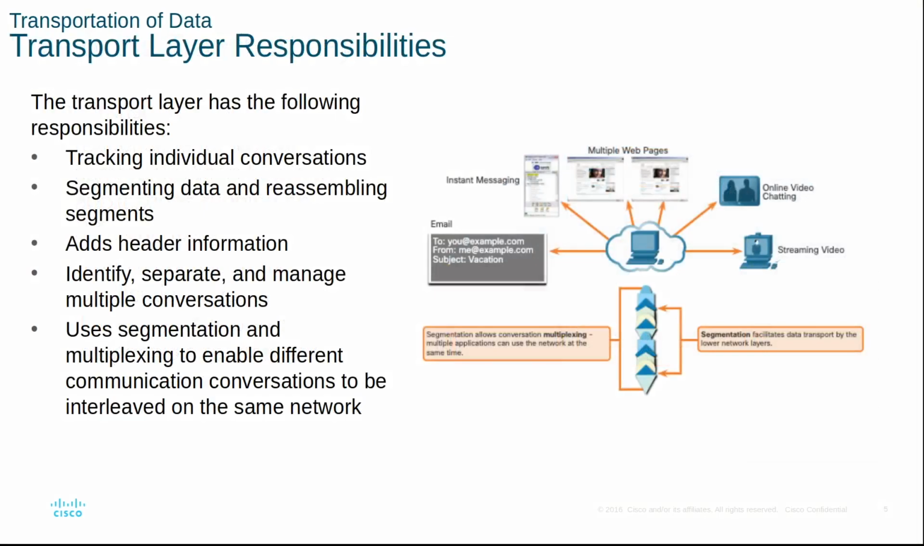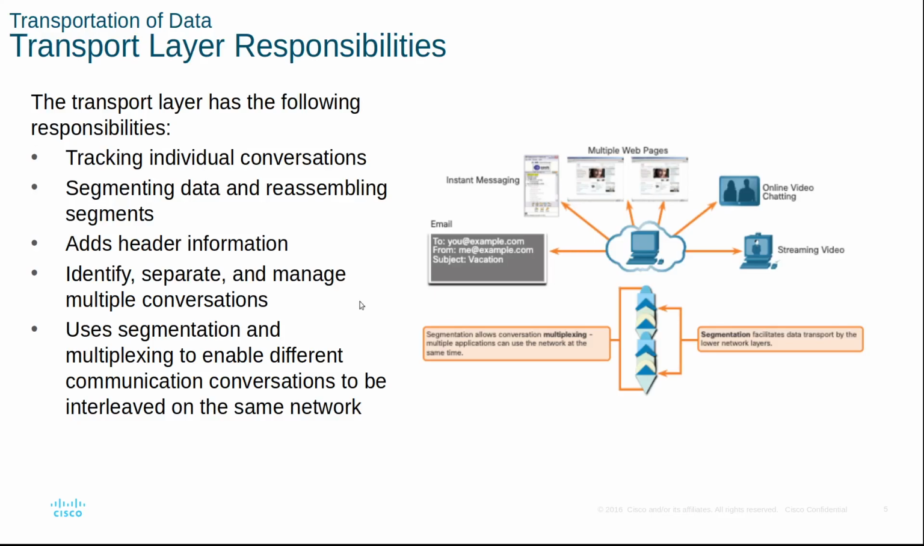So the transport layer has several responsibilities. It tracks individual conversations, it segments data and reassembles those segments, it adds header information, and it will identify, separate, and manage multiple conversations on a single device, on multiple devices. It uses segmentation and multiplexing to enable different communication conversations so they can be placed on the same network without having packets ending up at the wrong device on the other end, or the wrong application even, right? So here's an example here.